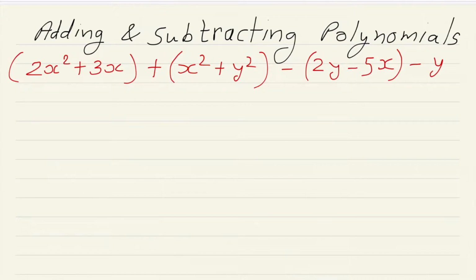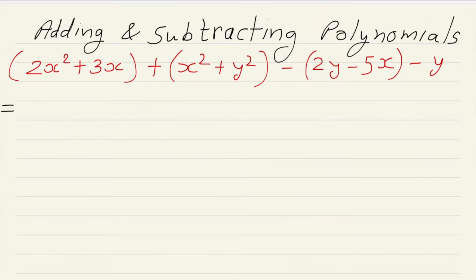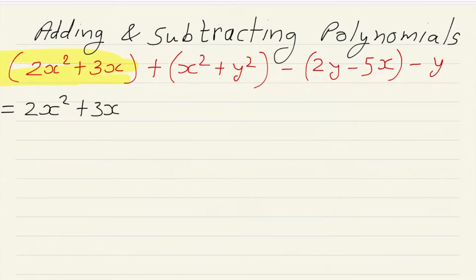So let's get going. So the first parentheses has no negative sign, so we can bring the terms out as they are. So that's 2x squared plus 3x. The next set of the parentheses has plus sign in front of it, so we can bring them out as they are. So that's plus x squared plus y squared.